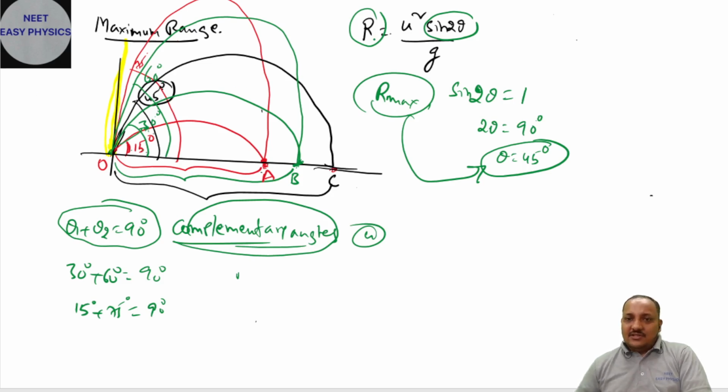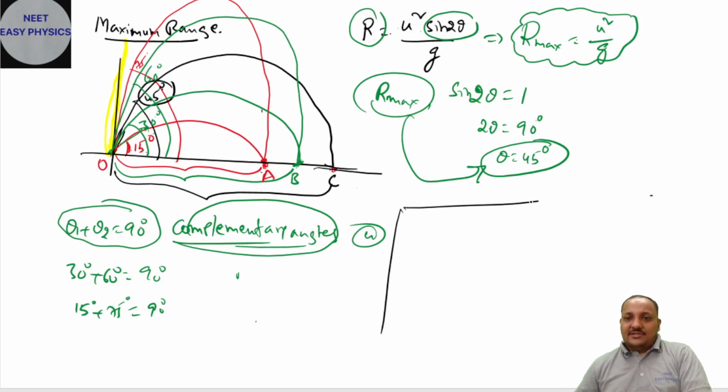Before going to see that, what is this maximum range equation now? R is going to be U square sine 2 theta by G. Now, what is R maximum? U square by G. Correct? They will ask what is the relation between maximum height and maximum range. So, what is the maximum height equation? U square sine square theta by 2G. Now, what is the maximum range equation? Now, we got U square by G.